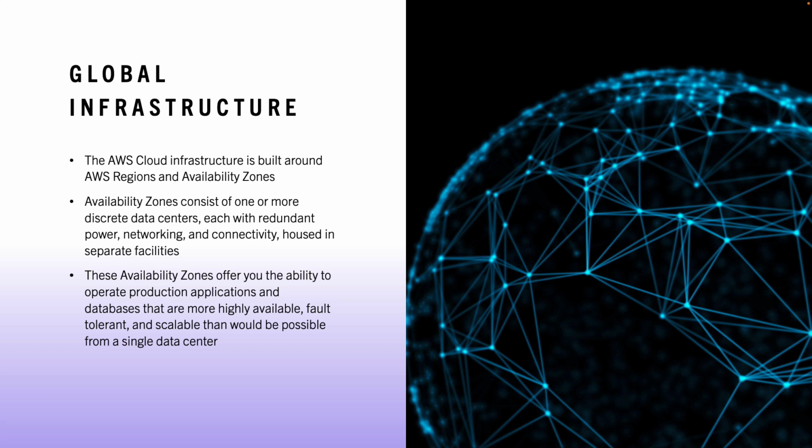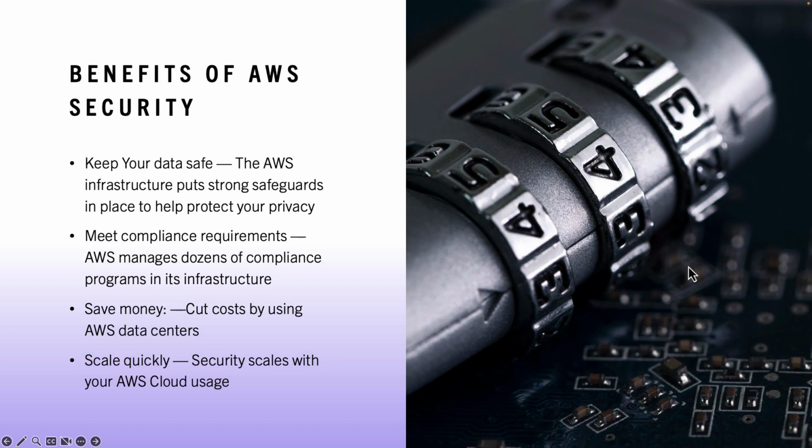So that's the overall idea about this global infrastructure, which means that when we are making use of AWS resources, we get the advantage of the data centers that AWS has built around the world. This increases the security and compliance posture of the organization. It helps us keep the data safe with the AWS infrastructure, and we'll be able to meet compliance requirements because AWS manages dozens of compliance programs in its infrastructure.